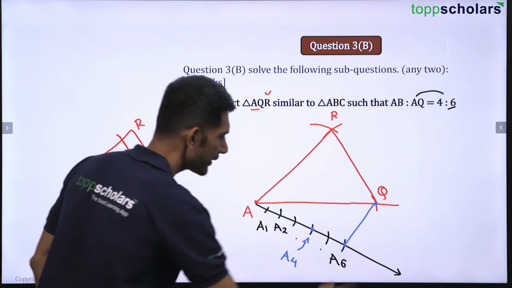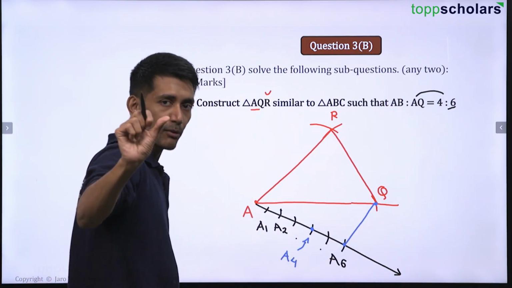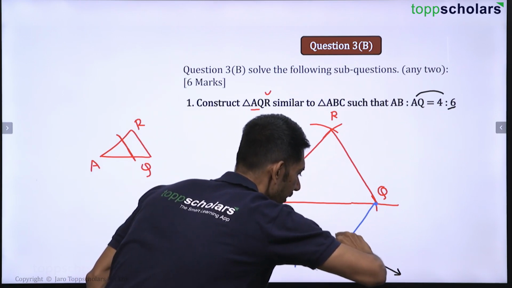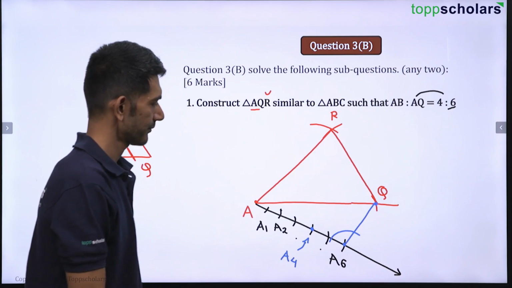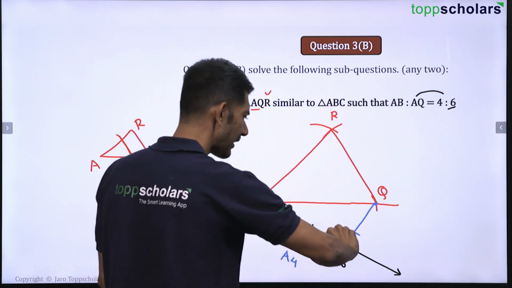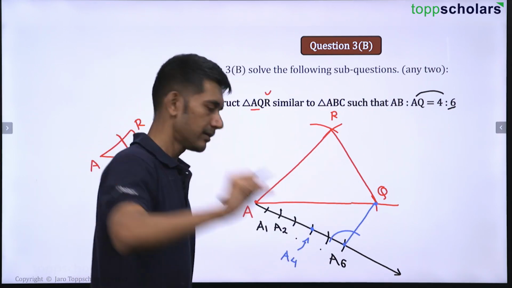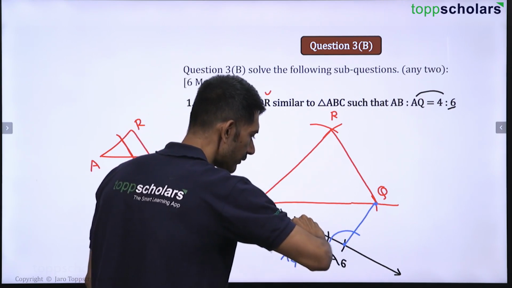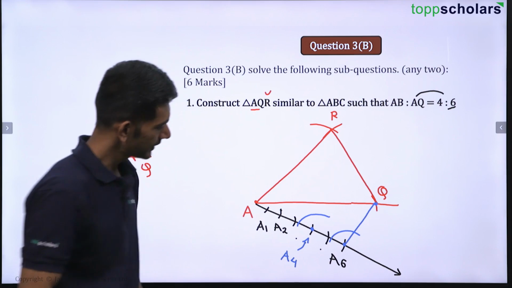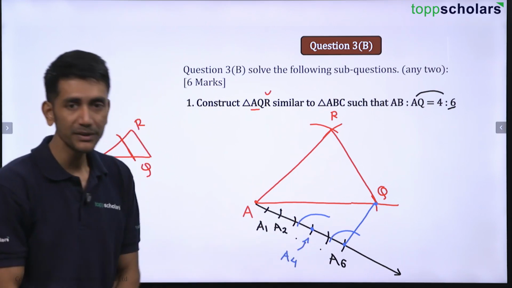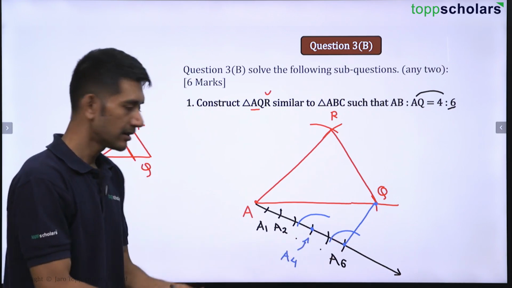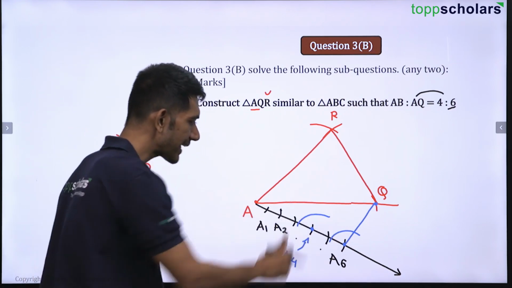Place your compass pointer at A6 and just cut an arc. Cut an arc like this. Place it on A6, cut an arc, lift it. Place it on A4, cut an arc. So your A6 and A4 measurements should be the same. A6, cut an arc, pointer at A4, cut an arc.